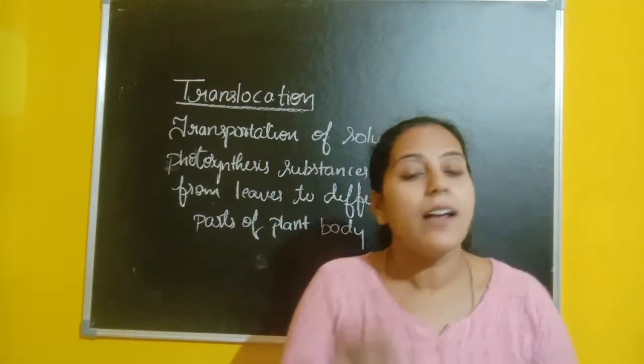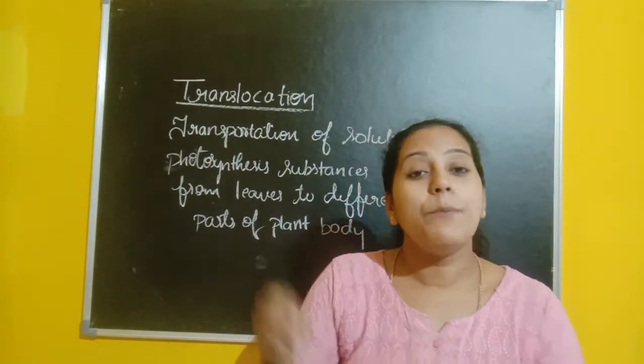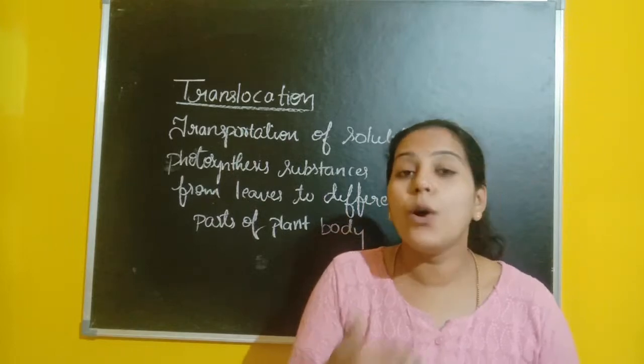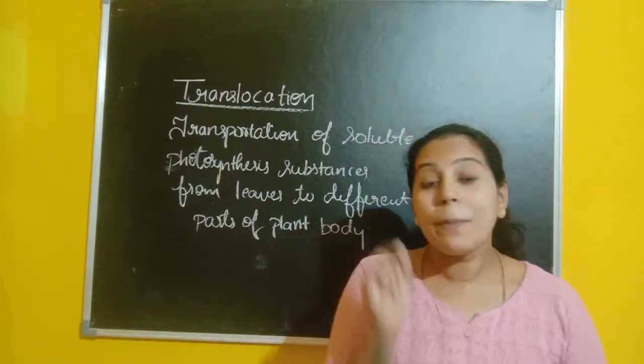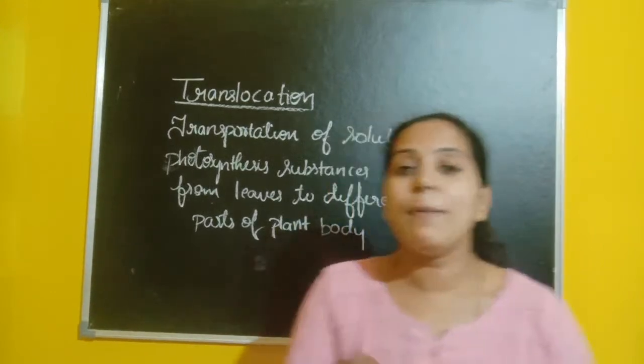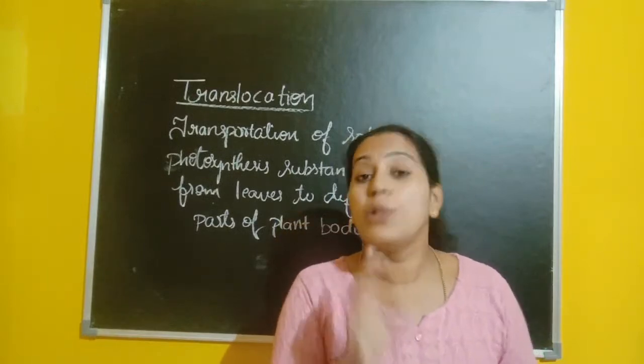Is it clear? The leaf prepares the food because of photosynthesis. Only because of photosynthesis does the leaf manufacture the food, right? So the food that is prepared will be transported to different parts of the plant body. This is what we call translocation.